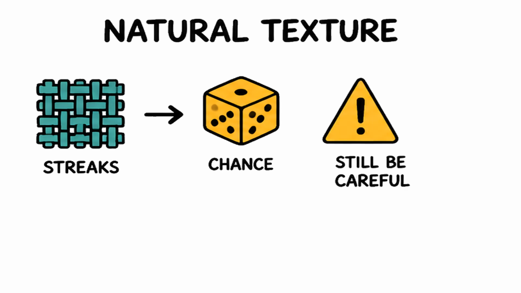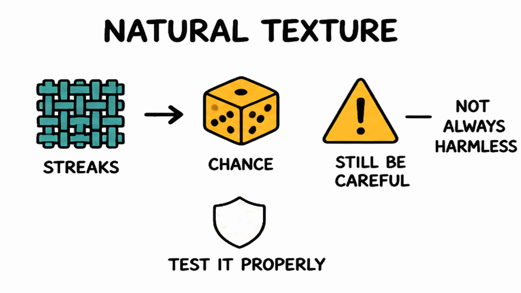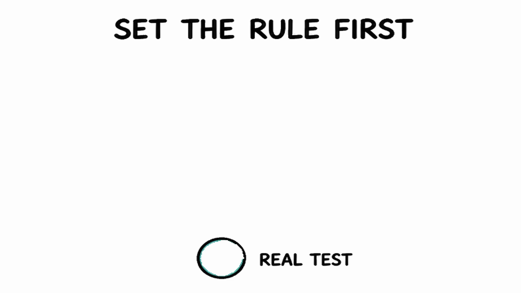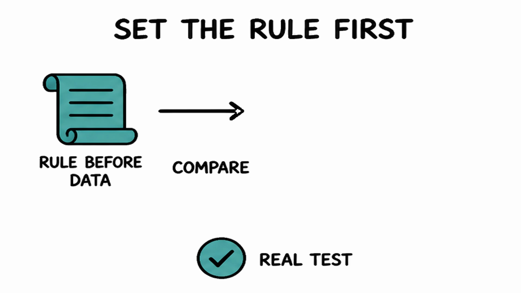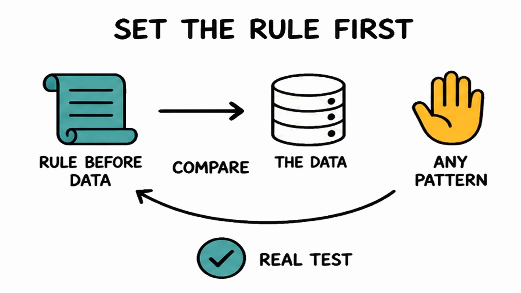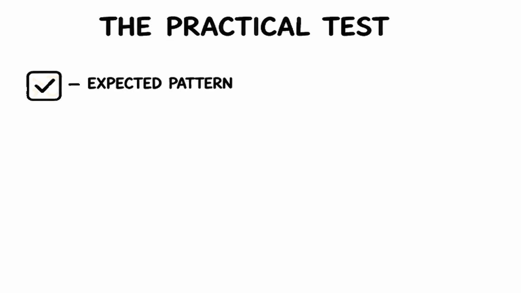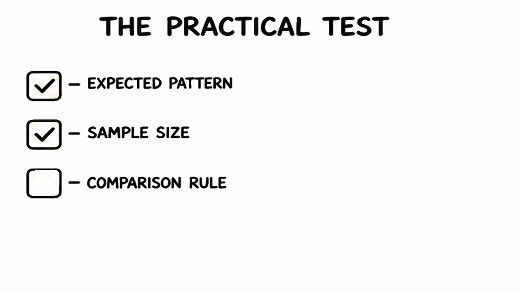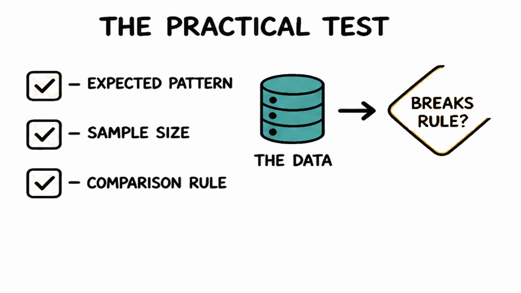But that does not mean every suspicious pattern is harmless. To tell real bias from random noise, you need a rule set before you look at the data. Otherwise, every data set will hand you some pattern. Here is a practical test. Define the expected pattern in advance. Fix the sample size. State the comparison rule. Then check whether the data actually breaks it.